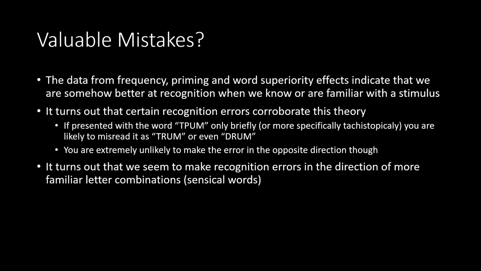So what do we mean by our mistakes are valuable? First of all, we're again talking about words, how we make mistakes in the recognition of words. Now, the data from frequency, priming, and word superiority indicate that we're somehow better at recognizing words that we are more familiar with. So when it comes to making mistakes, we also seem to make mistakes in the direction of familiarity. So what does this mean?